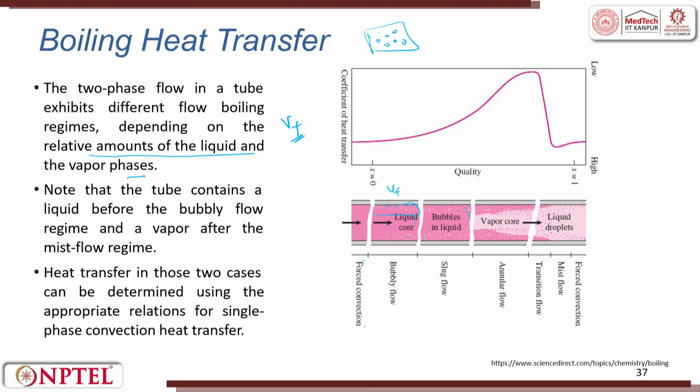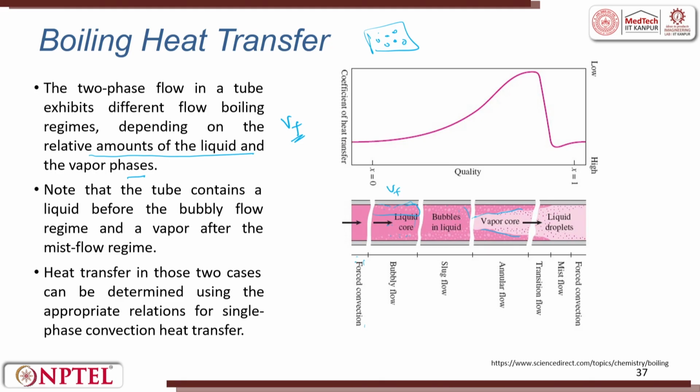Now, what has happened? These bubbles coagulate and form a vapor. So, here it was a liquid core, then it gets converted into a vapor core, and then finally it gets converted into liquid drops. Note that the tube contains a liquid before the bubbly flow regime and vapor after the mist flow regime. The heat transfer in those two cases can be determined using appropriate relationships for single phase.